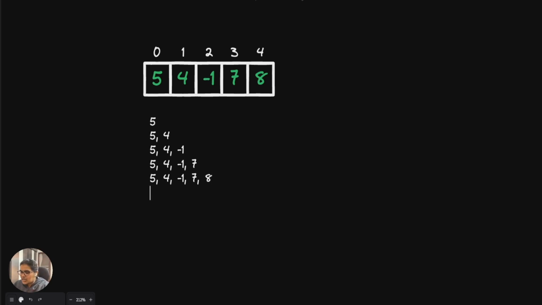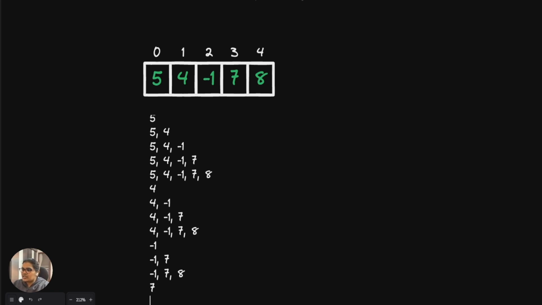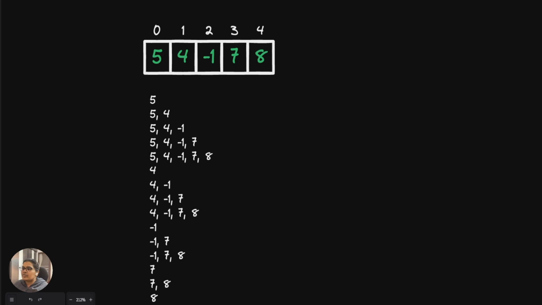Now if we start from 4, 4 is a subarray. 4, -1 is a subarray. 4, -1, 7 is a subarray. 4, -1, 7 and 8 is a subarray. -1 is a subarray. -1, 7 is a subarray. -1, 7 and 8 is a subarray. Then we start at 7: 7, 7, 8 and 8. So these are all the subarrays we have for this.